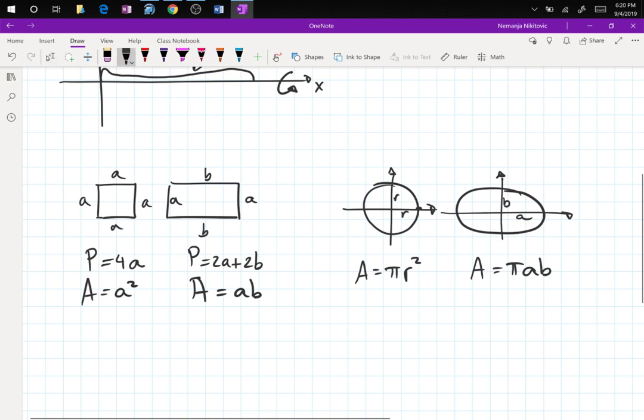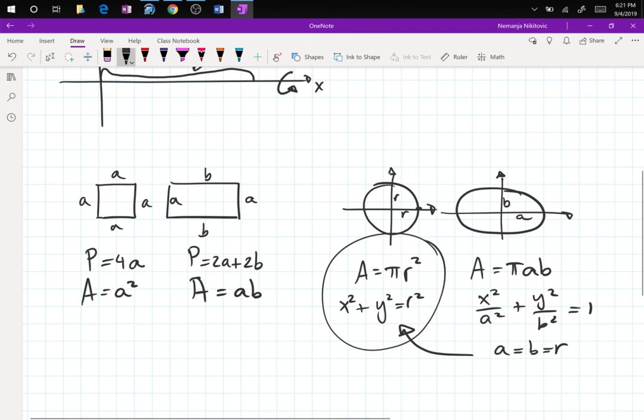If you look at the equation which governs the black line, the outline of a circle and the ellipse, you have x squared plus y squared equal r squared. For ellipse, you have x squared over a squared plus y squared over b squared is equal to 1. What happens if a equals b equals r? You get this equation. So again, ellipse is the boss in terms of a shape. Circle is a special case of ellipse, where the two radii A and B are the same, and all of the equations collapse into this.